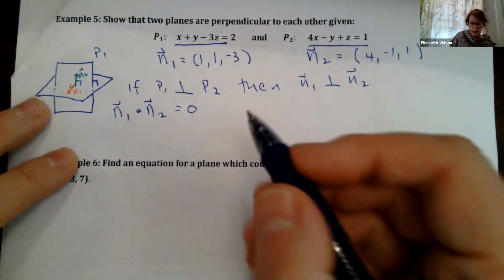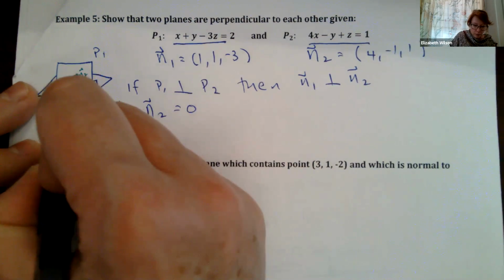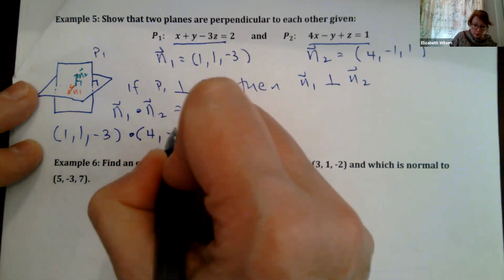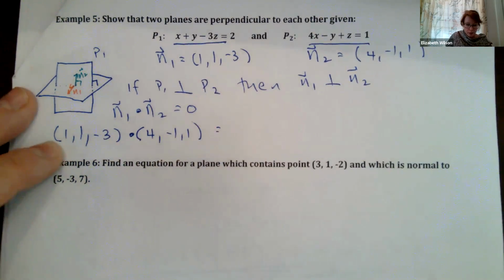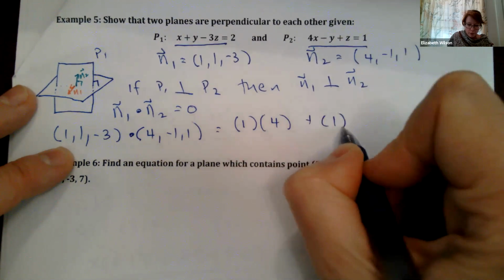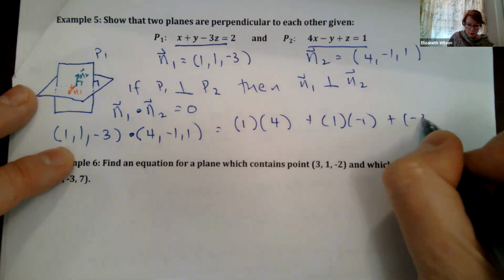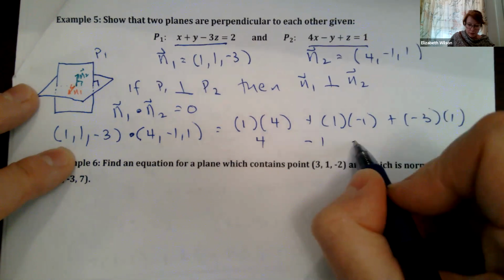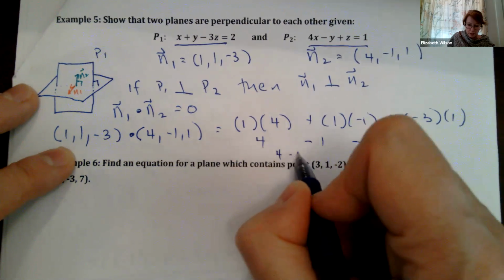So let's go ahead and try that. So my n1, 1, 1, minus 3, dot product with 4, -1, 1. Let's see what we get. So corresponding components, 1 times 4 plus 1 times -1 plus -3 times 1. So this is a 4, -1, -3. So 4 minus 4 equals 0.